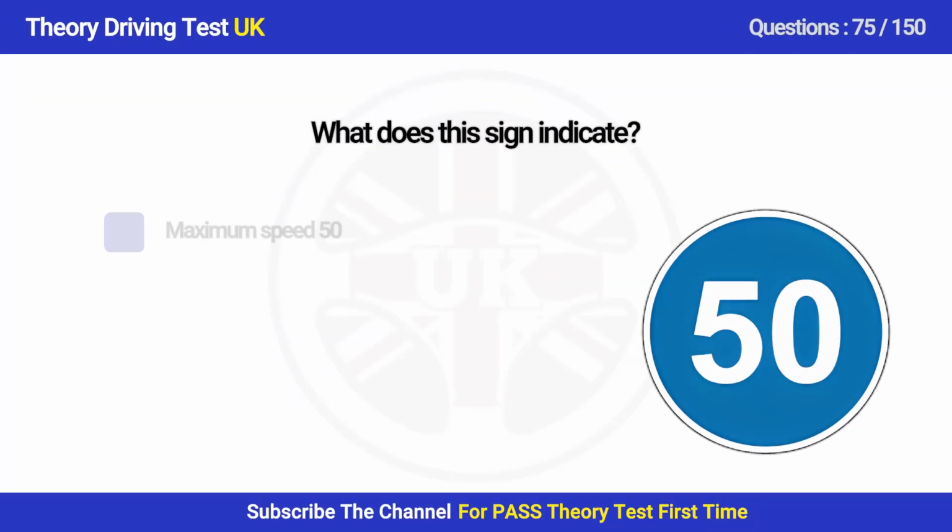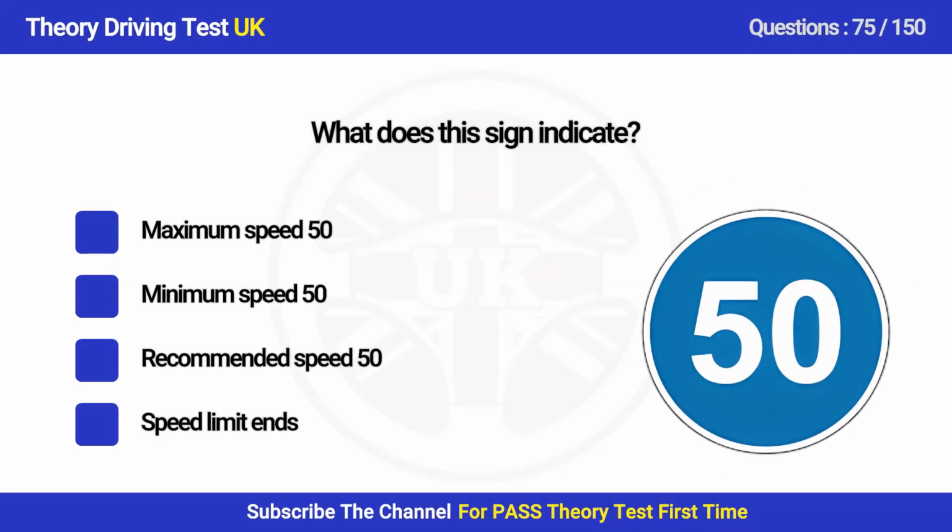Question 75. What does this sign indicate? A. Maximum speed 50. B. Minimum speed 50. C. Recommended speed 50. D. Speed limit ends.